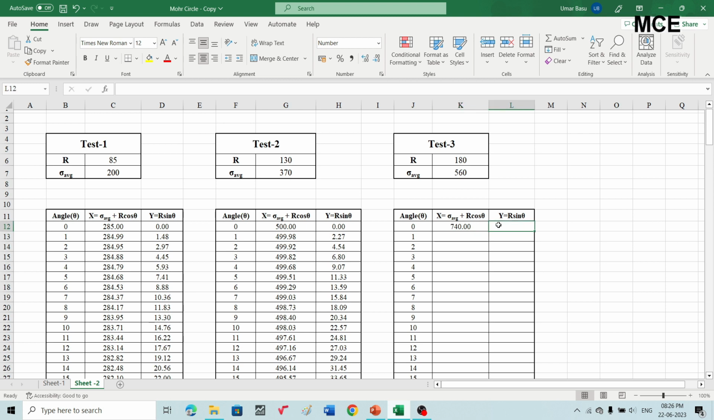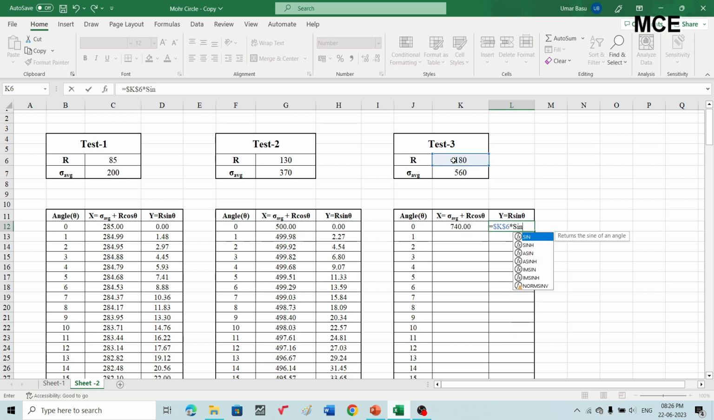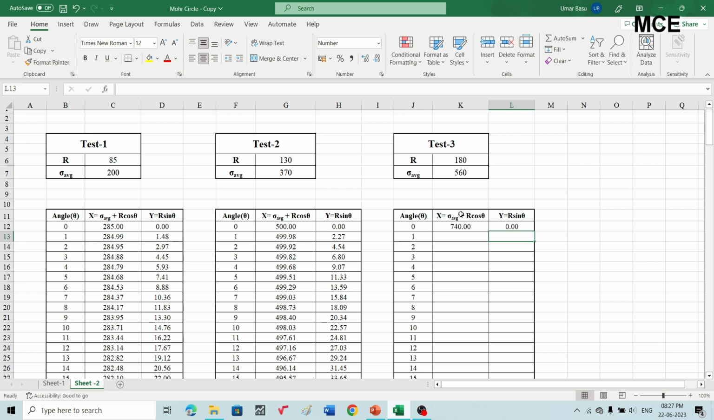Similarly, for the y coordinate, select the y coordinate for the first angle, then equal sign, select the radius for test 3, then press F4, then multiplication sign, write sine, then bracket, radians, then select the first angle for test 3, which is 0 degree, or it has a row number of J12, then close the bracket and press enter, and you will get the y coordinate for test 3.